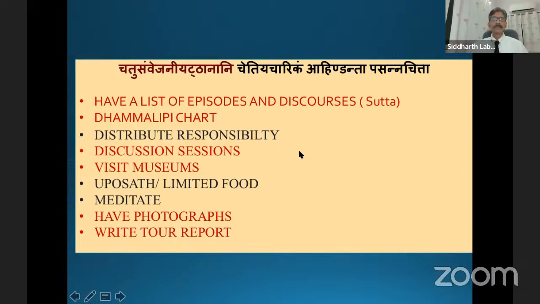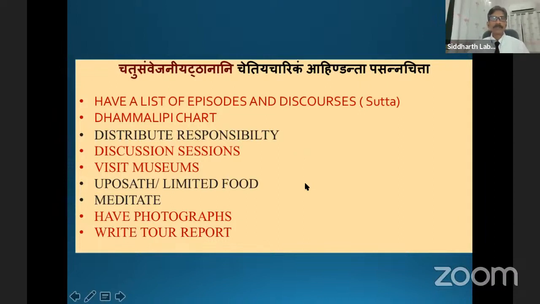Then visit museums. Most people don't visit, but a museum is such a place that every sculpture takes you to that age. You go directly to 2000 years back. So museum visiting is a must, a compulsory part of the veneration.